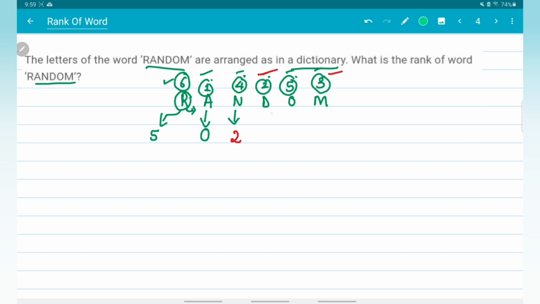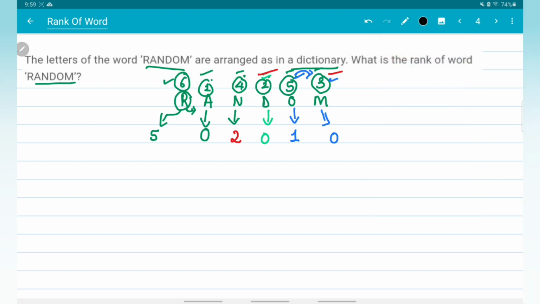Then when we check for D, D has got the number 2 and no number on the right side of D is less than 2. So we're going to write here 0. Then for O, O has got the number 5 and 3 is present on the right side of 5, on the right side of O, which is less than 5. So we're going to write here 1. And for M, since it is the last word, there's nothing on the right side, so we're going to write 0.